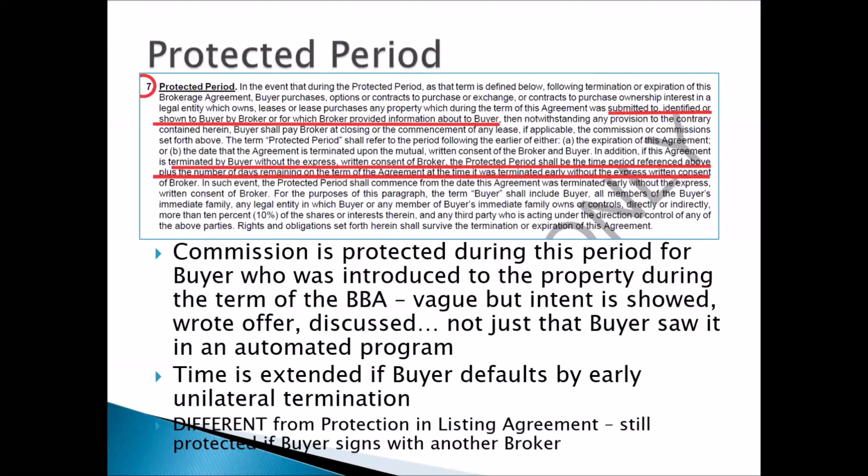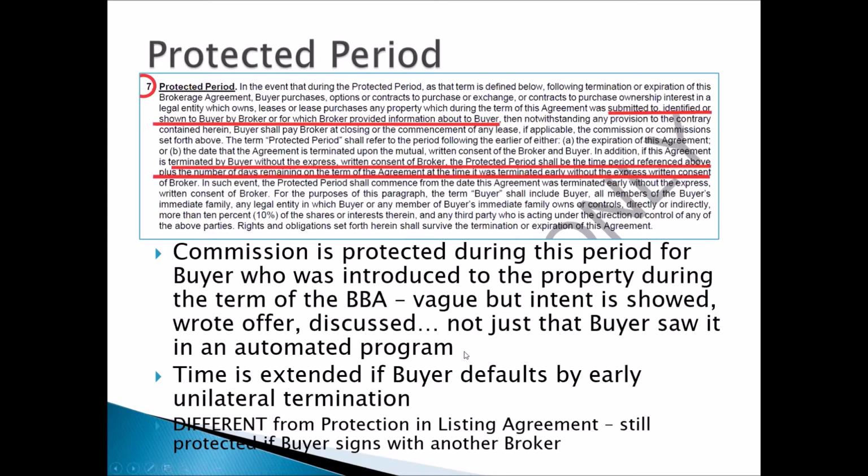Now, let's talk about the protected period in the buyer brokerage agreement. In the buyer brokerage agreement, the selling broker's commission is protected, again, for whatever time frame after this buyer brokerage agreement expires or terminates, for whatever number of days you negotiated, for a buyer who was introduced to the property during the term of the buyer brokerage agreement. Again, it's vague. GAR leaves it vague, but the intent is if you showed a property, wrote an offer, discussed it, not just, again, that your buyer saw it through an automated program.